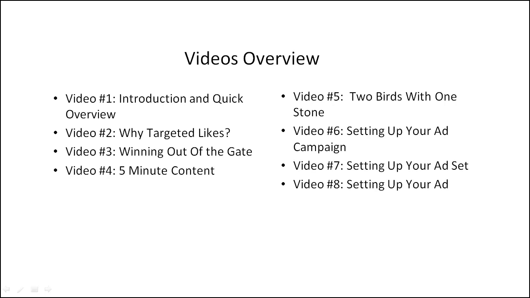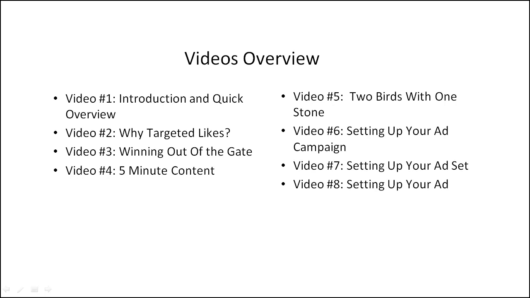Video number 4, we'll talk about how to create content fast. So 5-minute content. In other words, how to create content that actually converts. Video number 5, we're going to talk about 2 birds with 1 stone, which is basically a conversion factor. So we talked about how to create content. How do we know what content is going to convert into sales, into leads, into profits? So we'll talk about that.